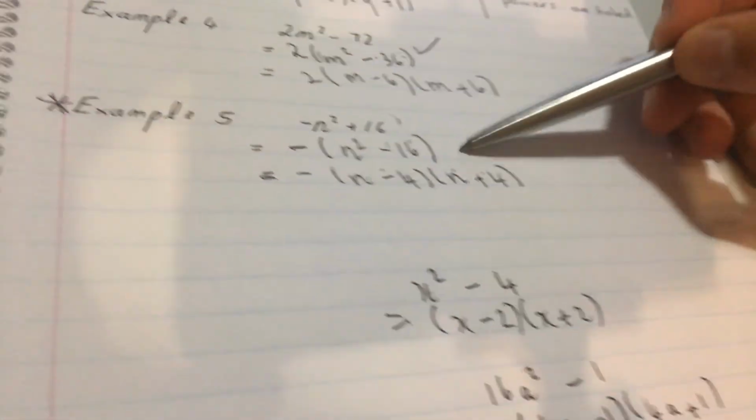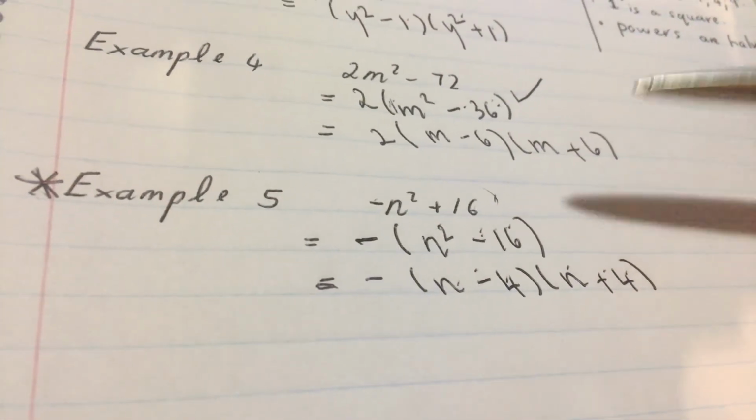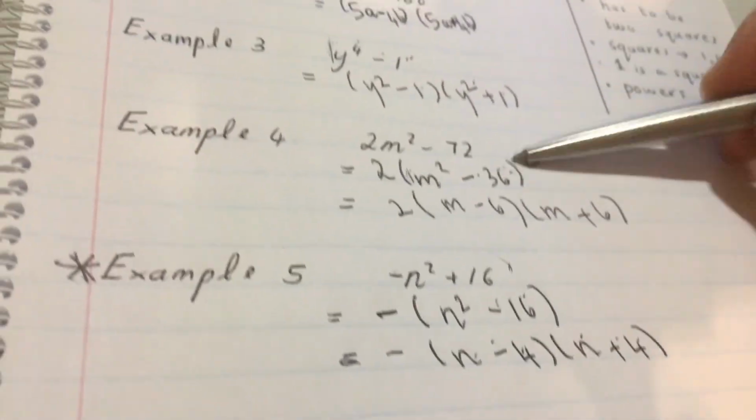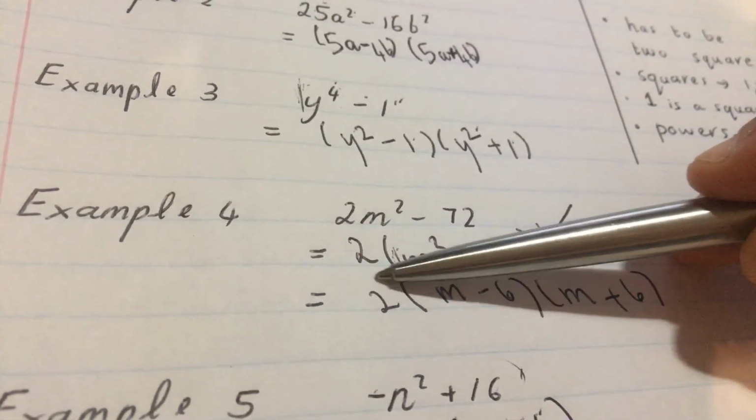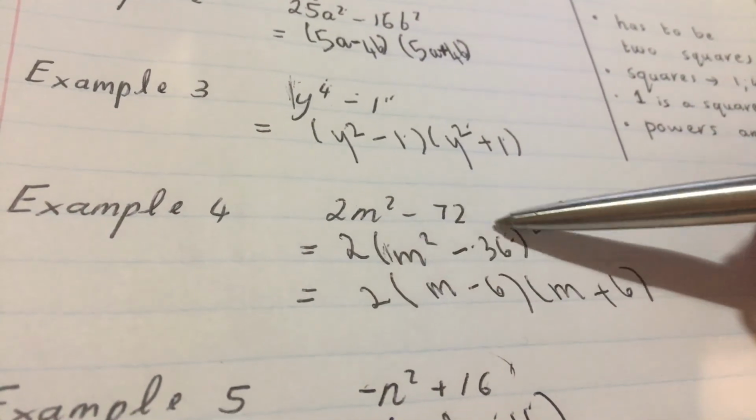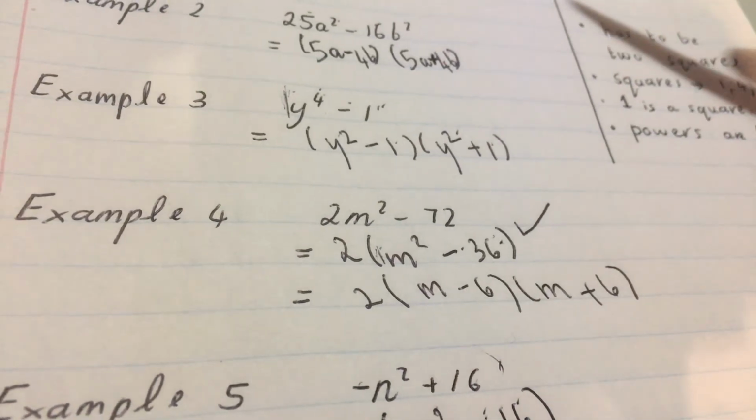And then this one is a very difficult one. You can just replay the video. And then this one is a routine one that you should know. You pull out a highest common factor first, and then you do difference of two squares. I've put the work up for you guys.